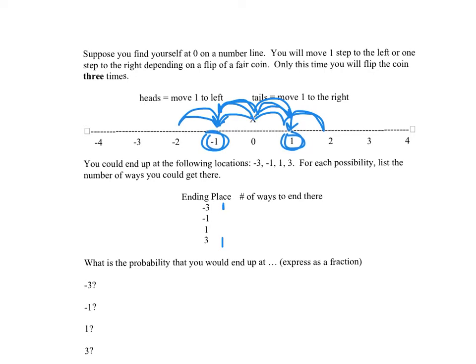We could get 1 head, 1 tail, 1 head, putting us at -1 again, or we could get 1 tail, 1 head, 1 tail, putting us at -1 a third way. So -1 and 1 have 3 ways to get to them. And the total of these ways is 8. So there are 8 possible outcomes for flipping a coin 3 times in terms of where we would land on the number line.